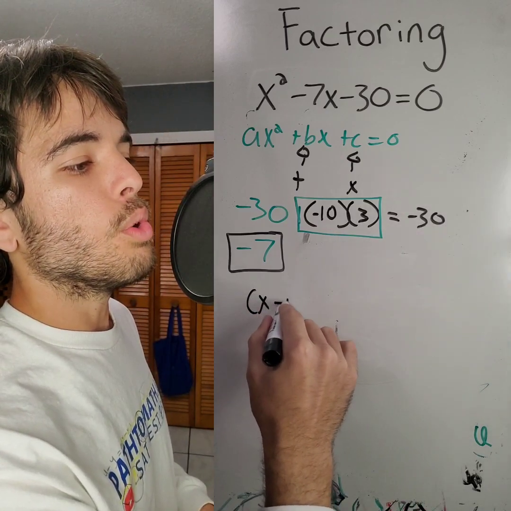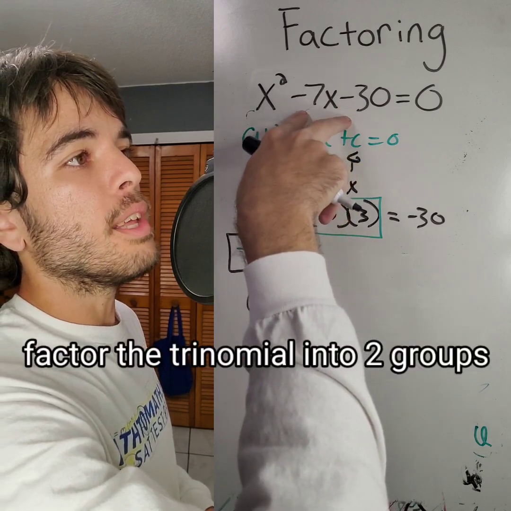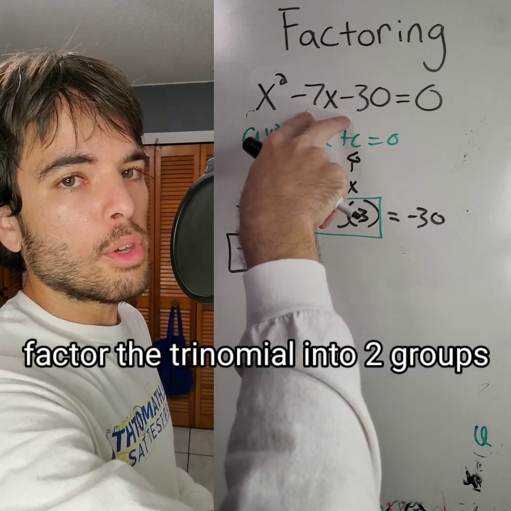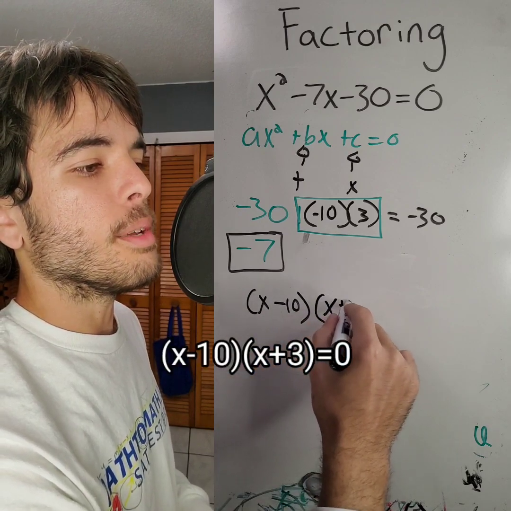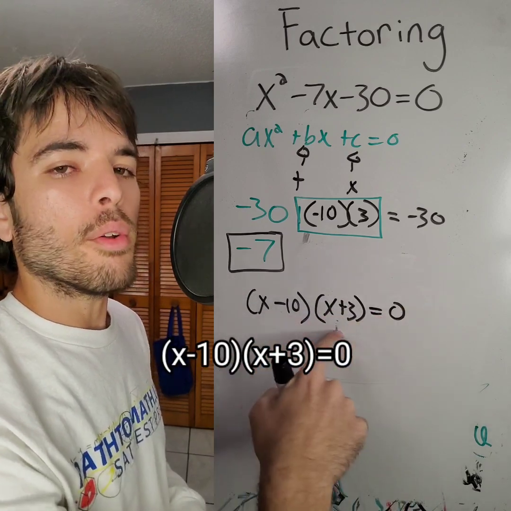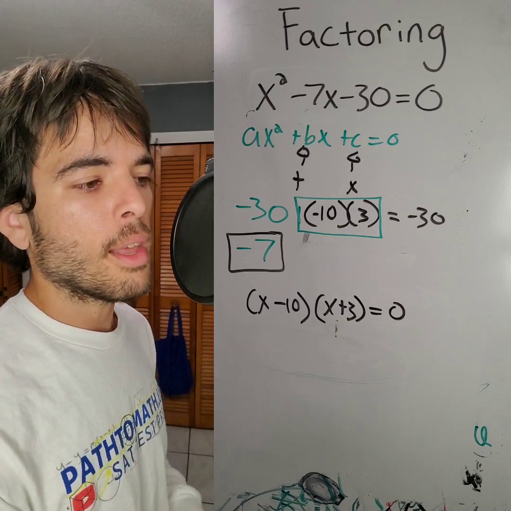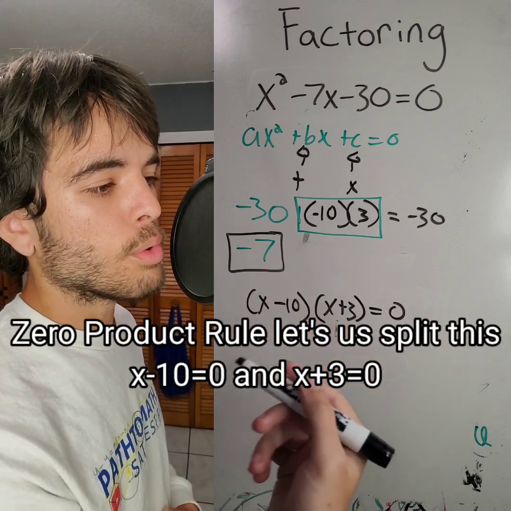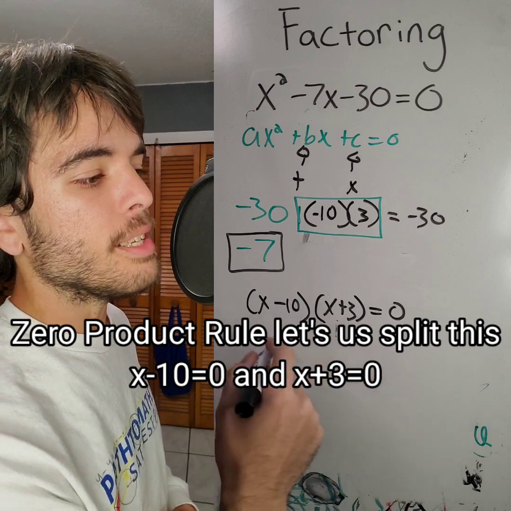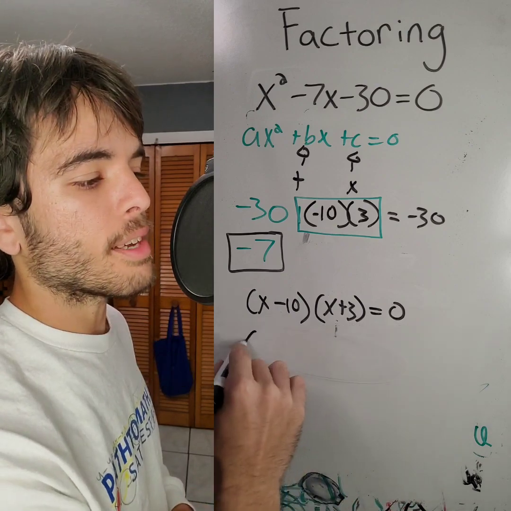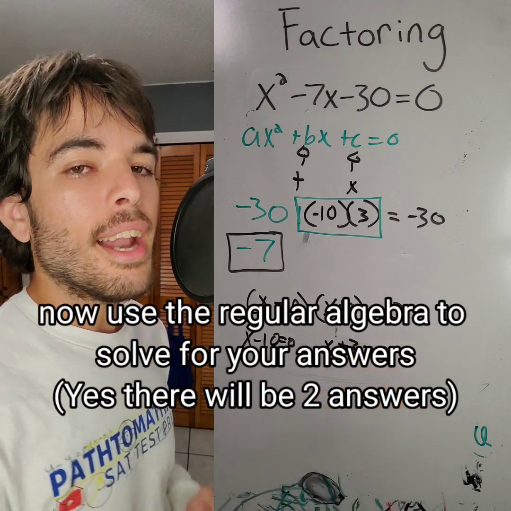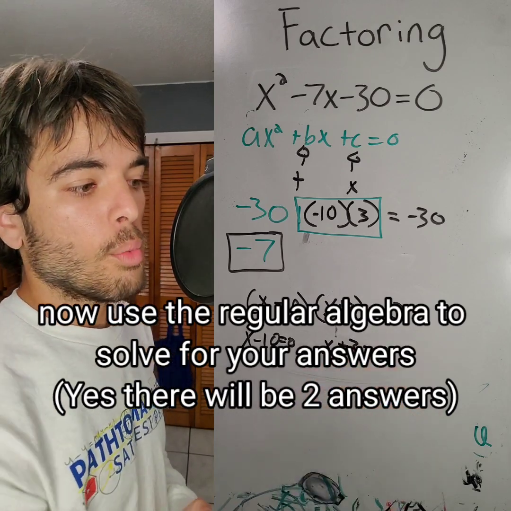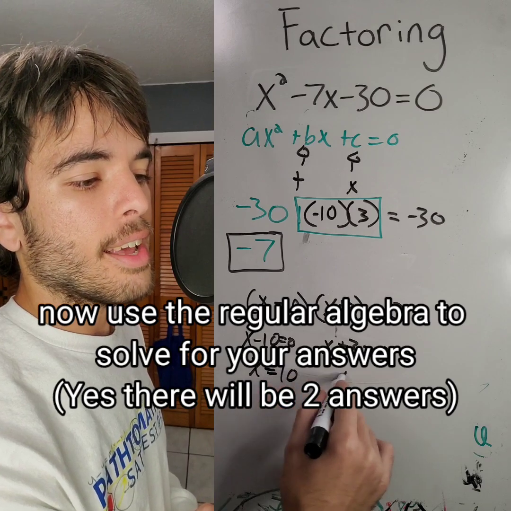And what you're allowed to do is separate or split this polynomial, this trinomial, into two binomials. So we have x minus 10 and x plus 3. We're going to use the factors that we found. All that hard work was for this reason here. Because of the zero product rule, we can split these into two different equations. We have x minus 10 equals 0, and then x plus 3 equals 0. Now we can start solving for x regularly. We get x equals 10 and x equals negative 3.